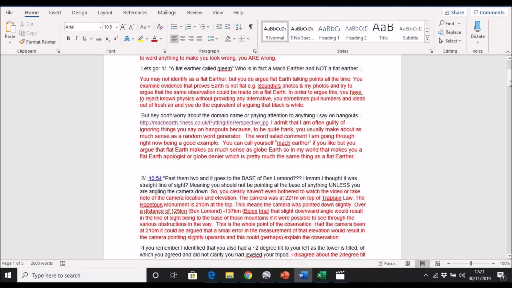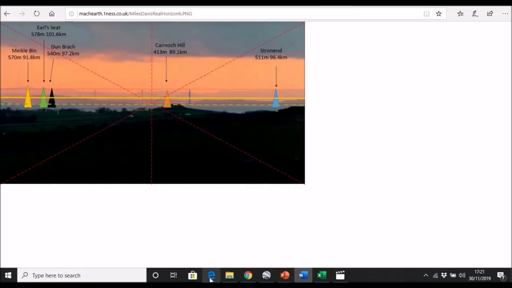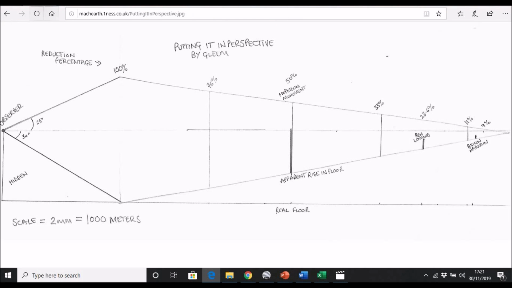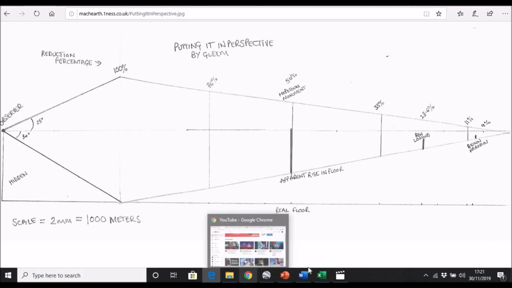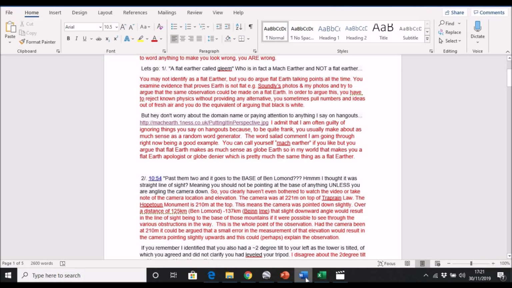He says, "But hey, don't worry about the domain name or paying attention to anything I say on Hangouts." And he posts a link to his diagram. This link, if I haven't shown Gleem's diagram yet, this is Gleem's diagram. And it does have the domain name Mac Earth, which completely escaped me to start with. I didn't notice it, and even if I had, I wouldn't have known what it means.